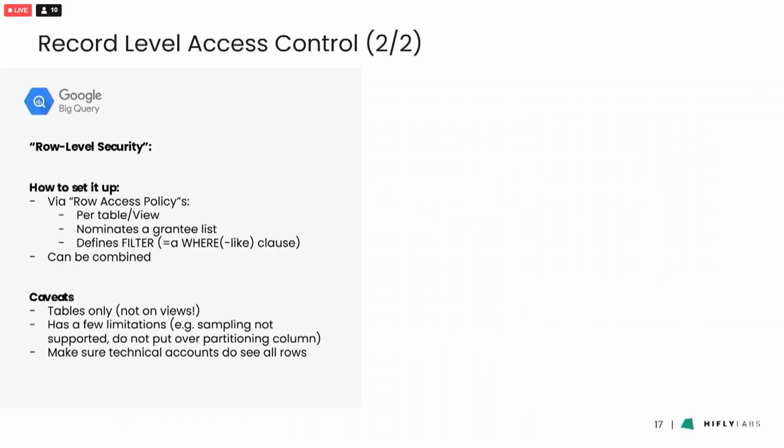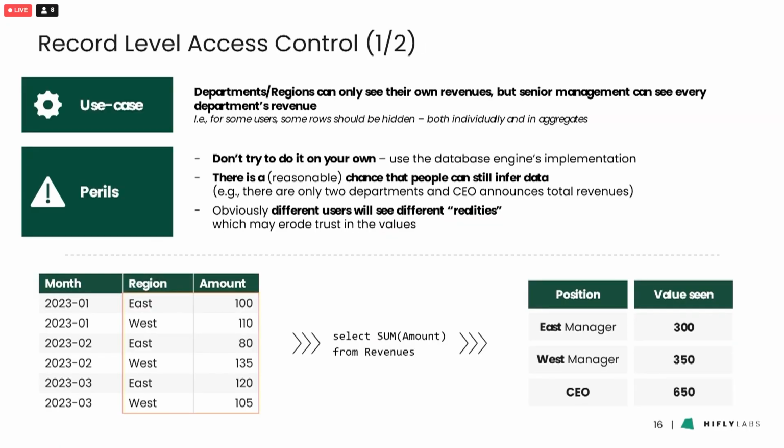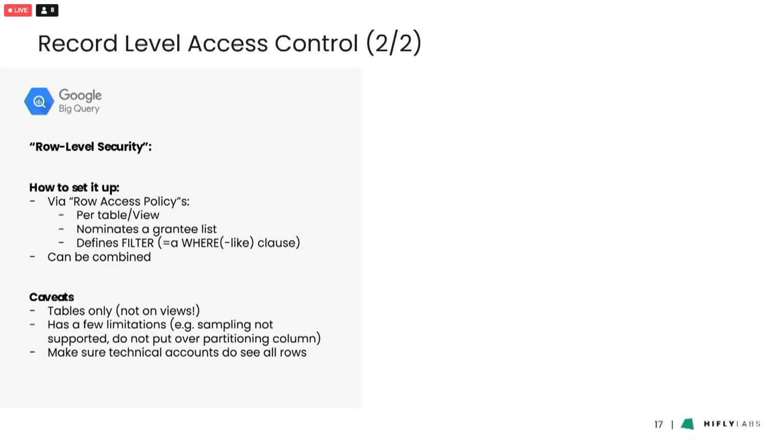BigQuery has this feature, so you can set up row access policies on the tables. They are actually combinable, so you can set up more, and then they can be combined. That's exactly how you can do this east-west CEO stuff. So the CEO's group or user will be allowed to read everything, whereas the others only their own.